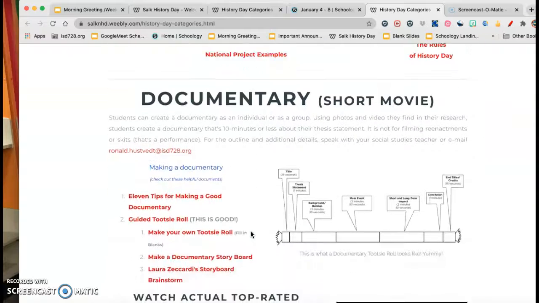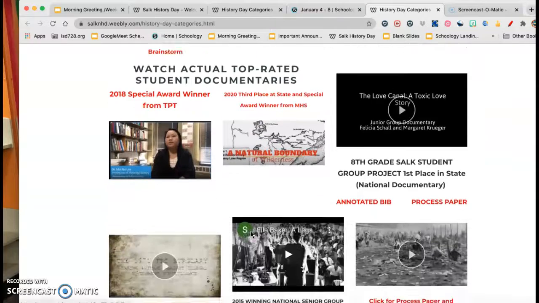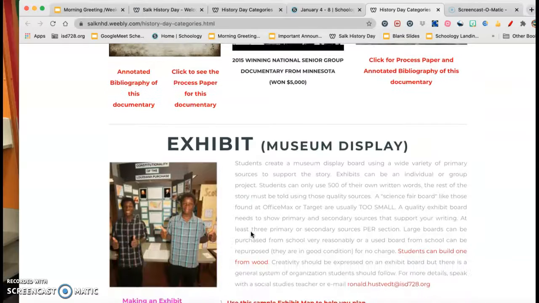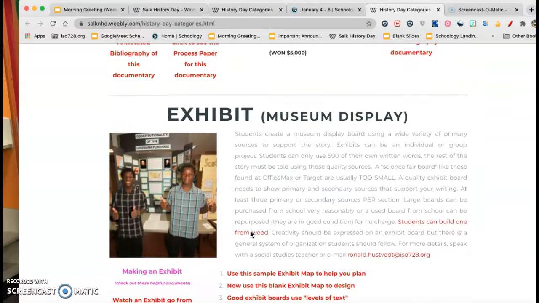Think about some of the limitations that you will have with regard to each of the different categories. Some are certainly going to be easier this year than others, but all are available still this year.